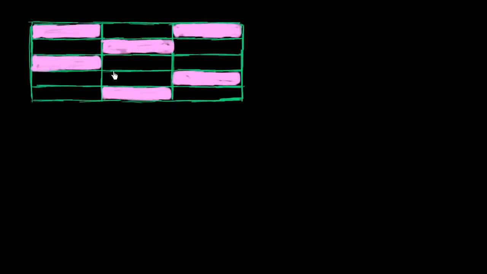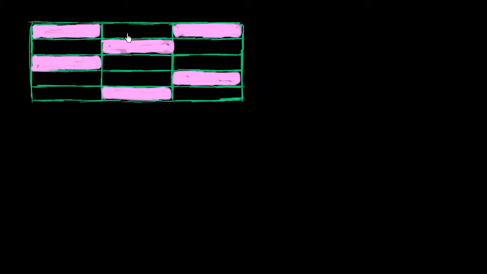Let's think about what fraction of this grid is actually shaded in pink. So the first thing we want to think about is how many equal sections do we have here? Well, this is a 1, 2, 3, 4, 5 by 1, 2, 3 grid. So there's 15 sections here.